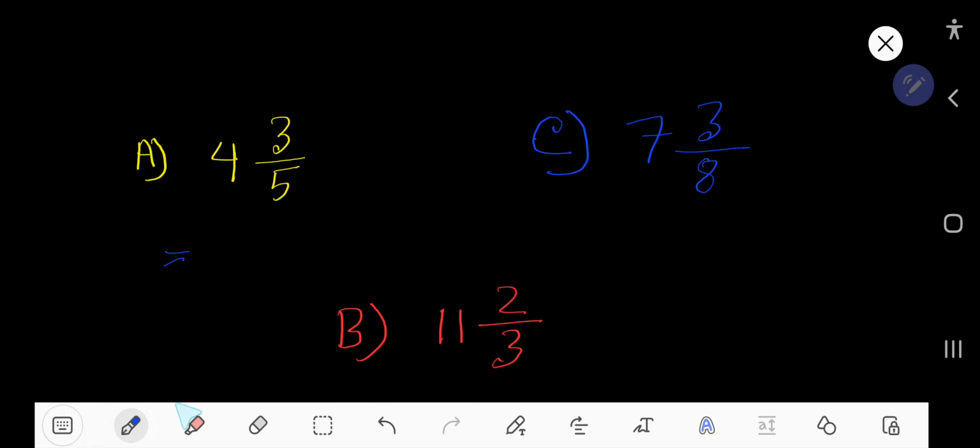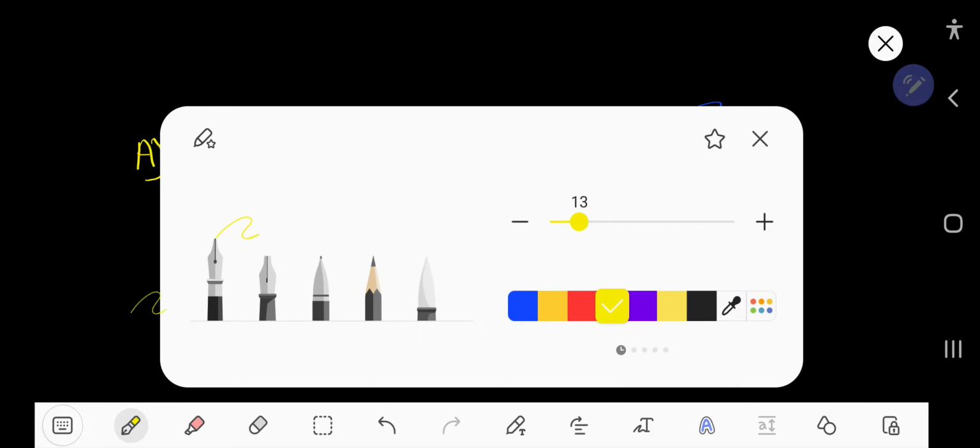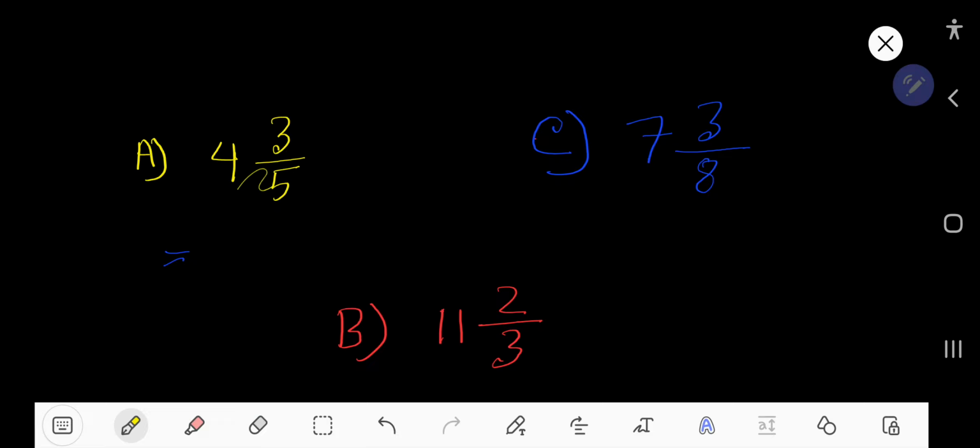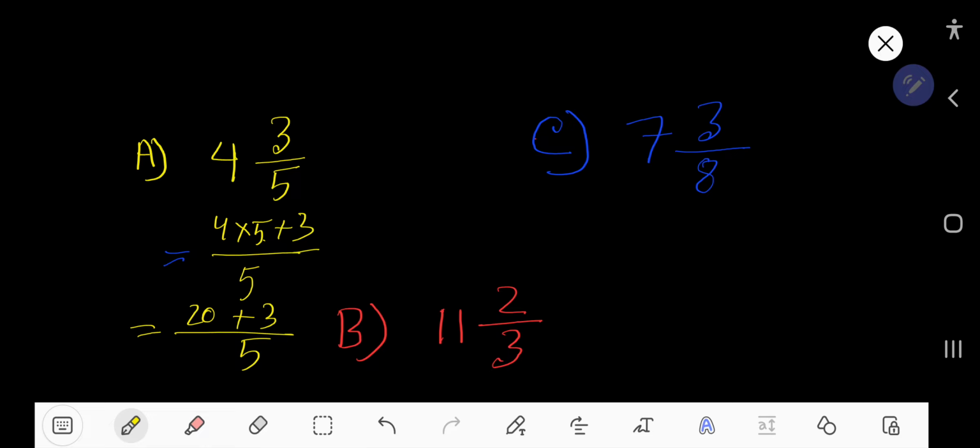To convert this mixed number to an improper fraction, at first you need to multiply the whole number times the denominator, that is 4 times 5. Then you need to add the numerator and take the same denominator. So you are getting 4 times 5, that is 20, plus 3, divided by 5. That gives us 23 divided by 5.